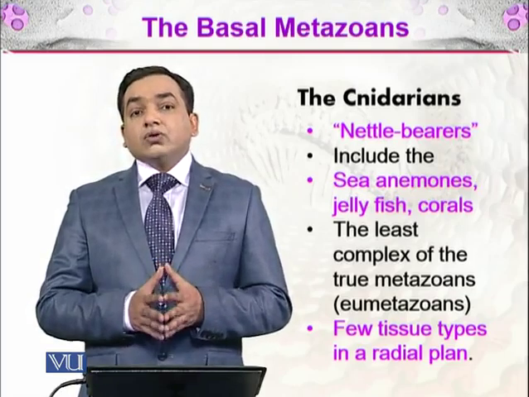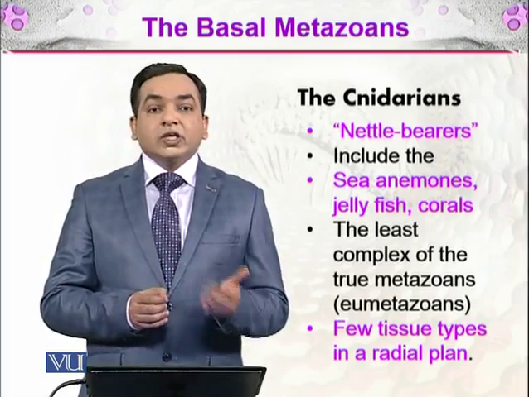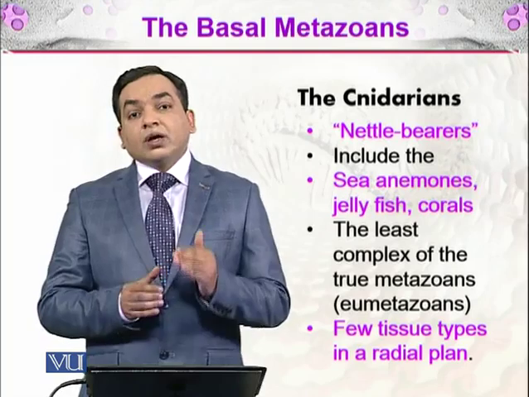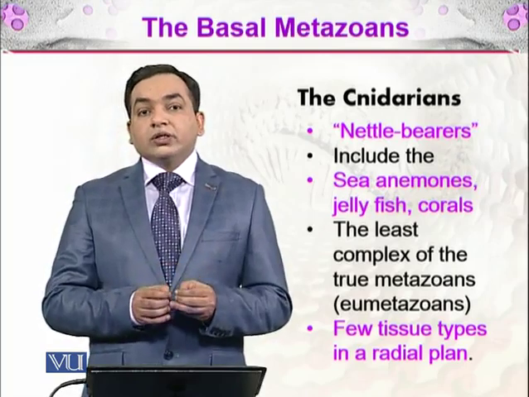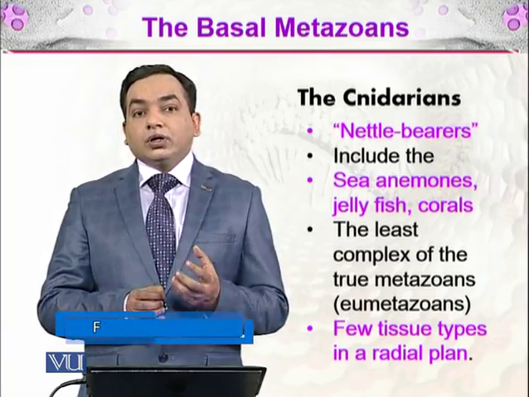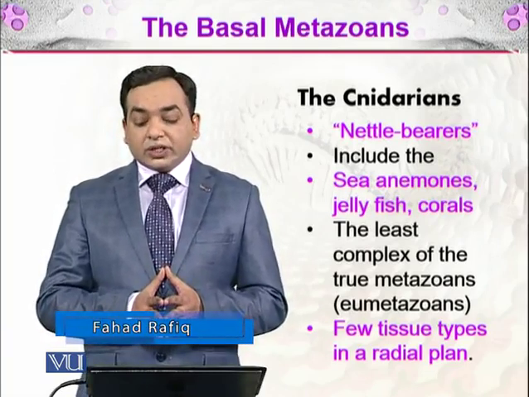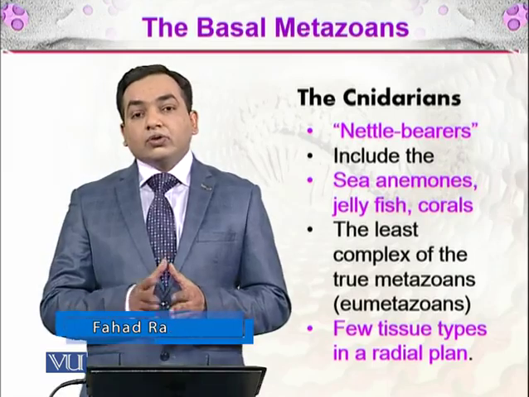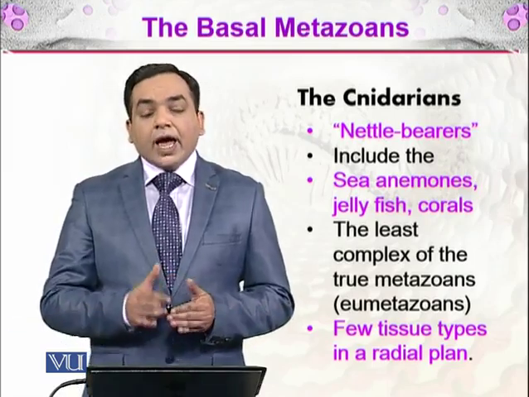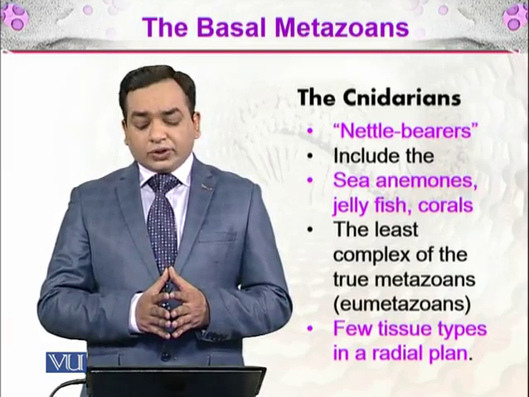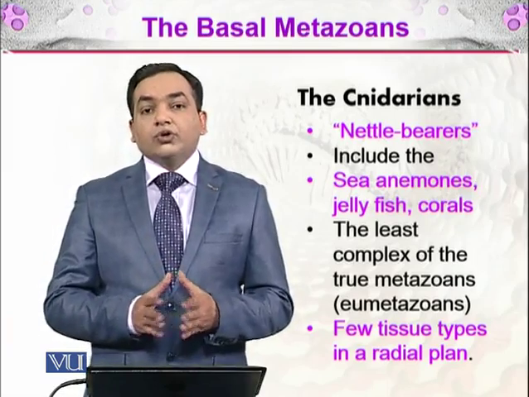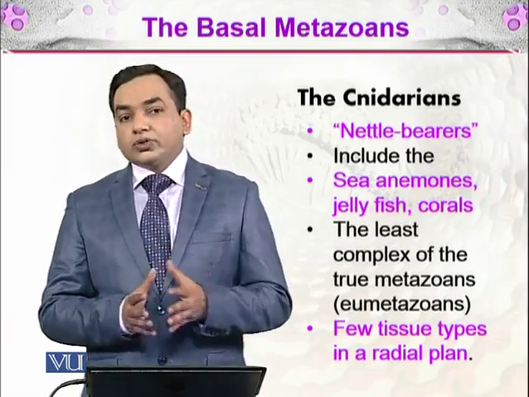So these organisms are similar in this instance. They also cause harm in the form of stinging nettles. These include the sea anemones, jellyfish, and corals. And the cnidarians are the least complex of the true metazoans, which are eumetazoans.